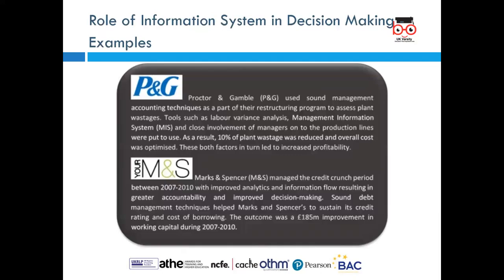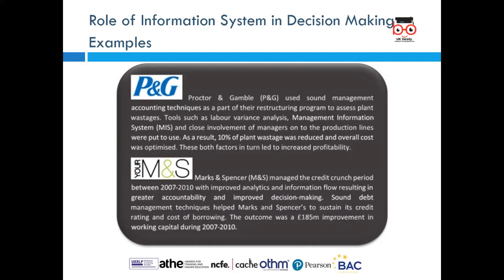So we have two case studies here where we can see two companies, P&G and M&S, that had the necessity to make some drastic change in their system in order to progress. As you can see, in the first case we have Procter and Gamble, which used sound management accounting techniques as part of a restructuring program to assess plant wastage.